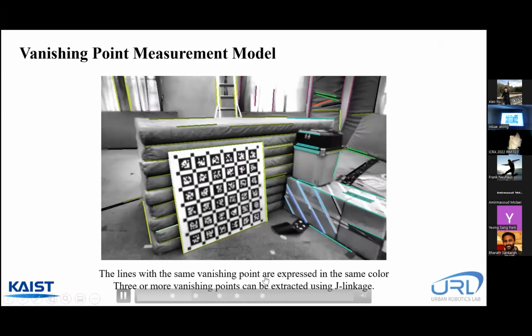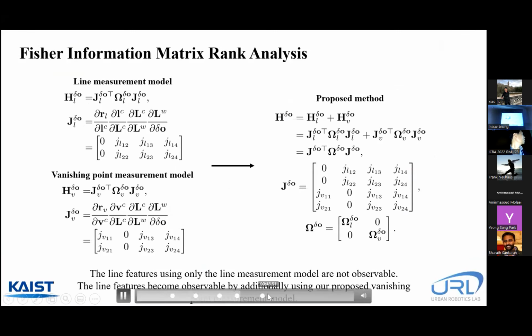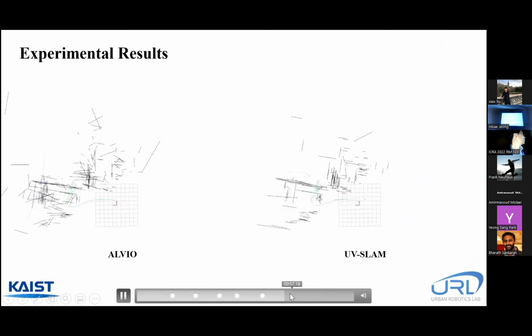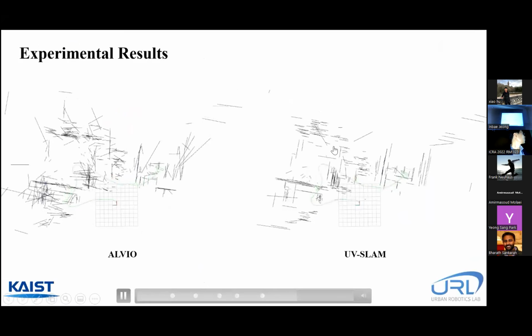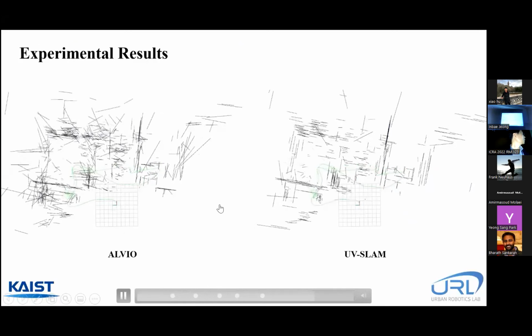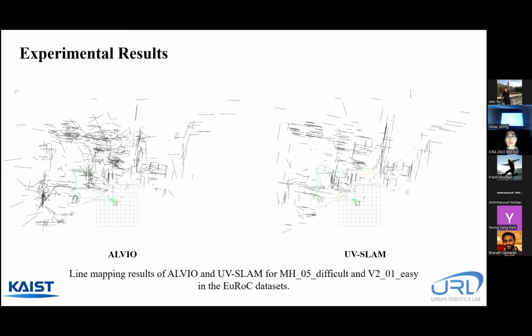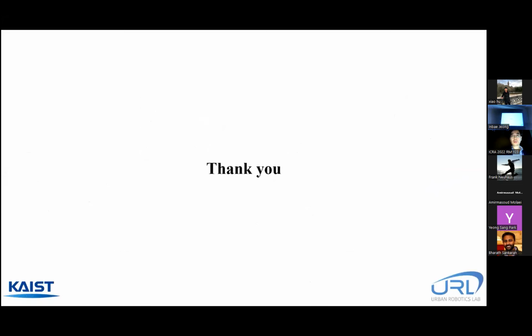And the result is that we can obtain more neat structural elements, as you can see. We can compare the previous result on the left side. And by analyzing the feature information matrix, we could confirm that our state estimator can result in the full observability.